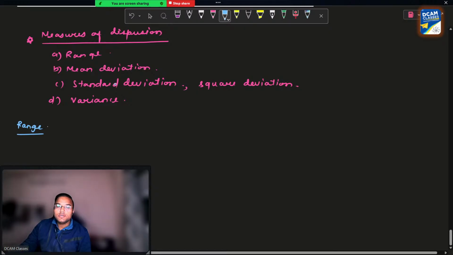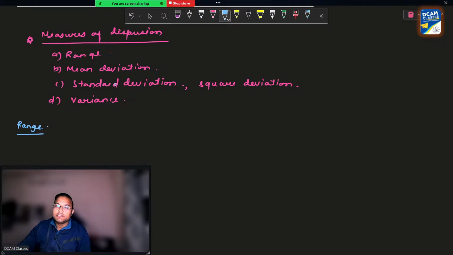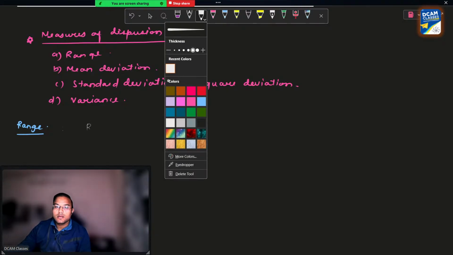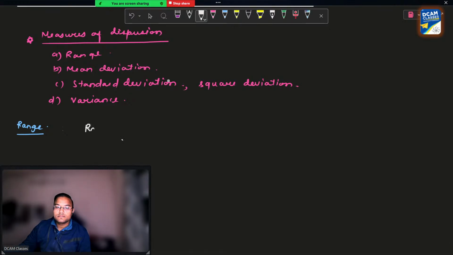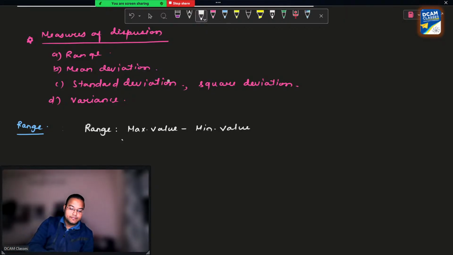Range, you know, na? Finding out the maximum and minimum value. That's actually the range for something, like an array. Range means the max value minus minimum value. That's how we find range of anything. The usual process.